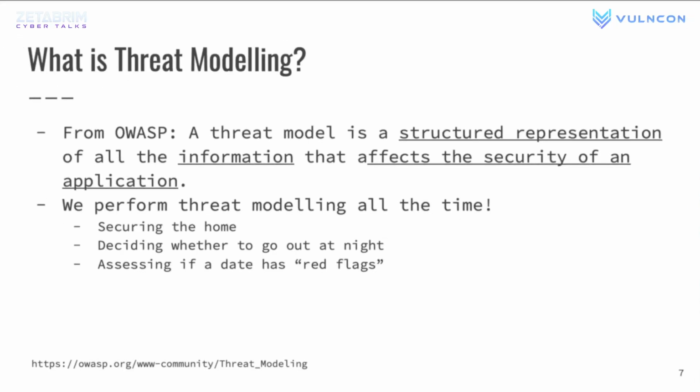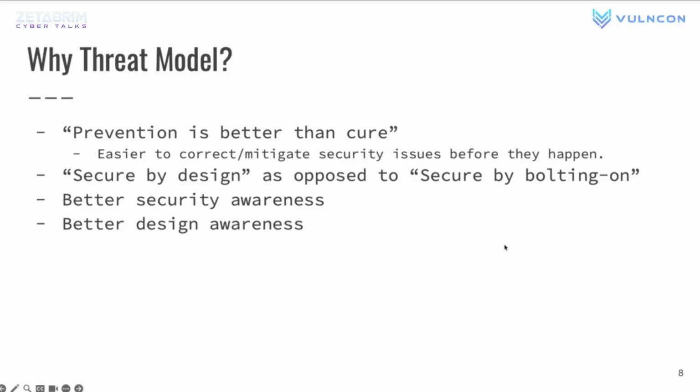Okay, good. So what I mean is that you assess whether a date has some red flags, because things can go very wrong, right? Perhaps you are going on an online date, you see a profile, and then you realize that, hey, this person is not what they seem to be. Okay. And why do we do this?